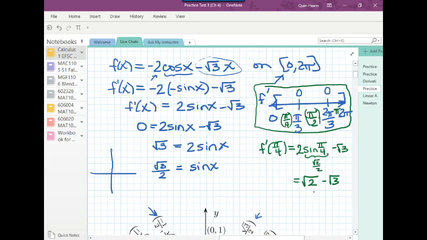So the answer to that lies in which number is larger, right? So what do you think would give you a larger number, taking the square root of 2 or taking the square root of 3? Well, the square root of 3 is bigger, right? So when we subtract that, this is going to give us a negative number. It doesn't really matter what the number is, just knowing it's negative tells us that on the interval from 0 to pi over 3, we're going to have negative values. All right, now we're going to plug in pi over 2.